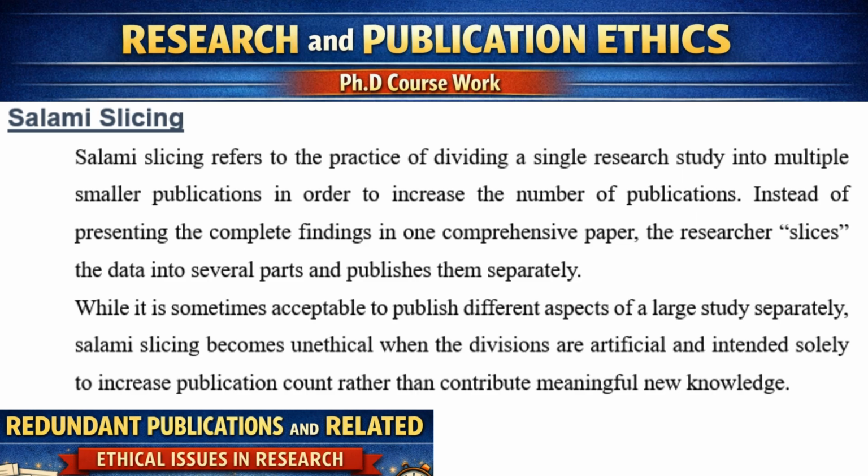Salami slicing. Salami slicing refers to the practice of dividing a single research study into multiple smaller publications in order to increase the number of publications. Instead of presenting the complete findings in one comprehensive paper, the researcher slices the data into several parts and publishes them separately. While it is sometimes acceptable to publish different aspects of a large study separately, salami slicing becomes unethical when the divisions are artificial and intended solely to increase publication count rather than contribute meaningful new knowledge.